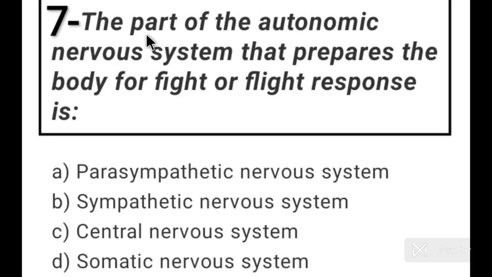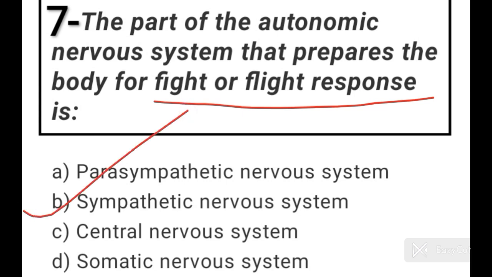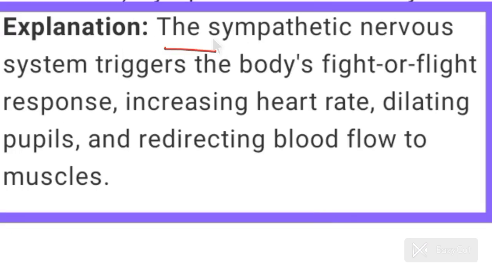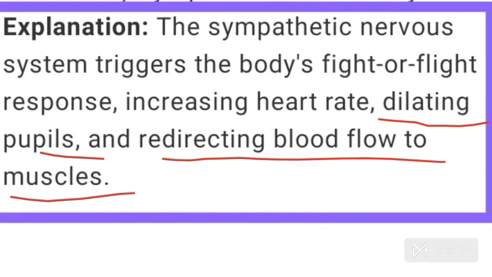Question number 7. The part of the autonomic nervous system that prepares the body for fight or flight response is. Answer is option B. Sympathetic nervous system is the part of the autonomic nervous system that prepares the body for fight or flight responses. The sympathetic nervous system triggers the body's fight or flight responses, increasing heart rate, dilating pupils, and redirecting blood flow to muscles.